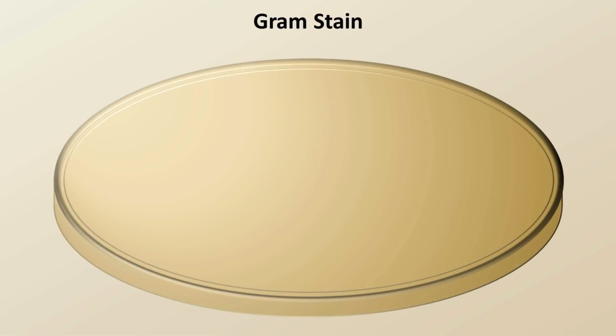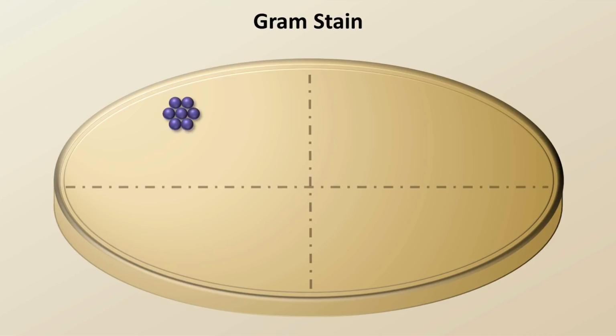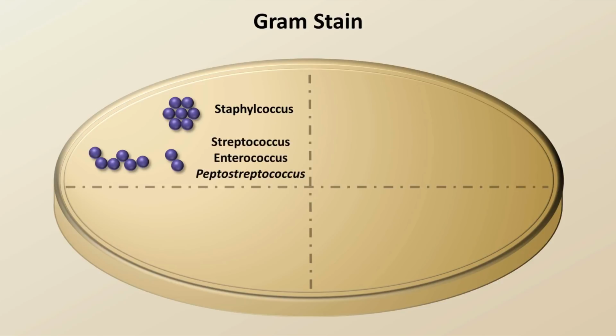The combination of morphology and gram stain results in 4 major categories of bacteria. First are the gram-positive cocci. Some gram-positive cocci tend to form clusters of bacteria. This is predominantly seen with the genus Staphylococcus, while other gram-positive cocci form either short chains or pairs. This is seen with Streptococcus, Enterococcus, and Peptostreptococcus.